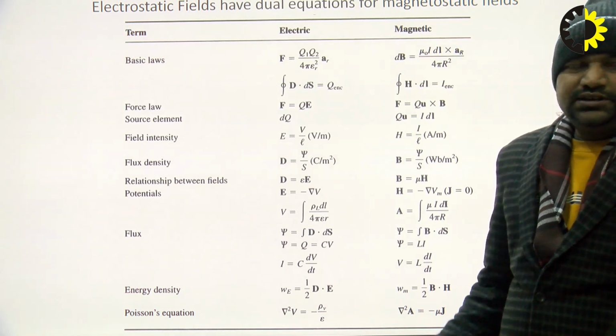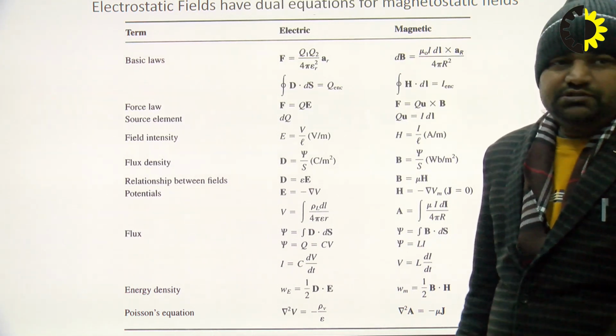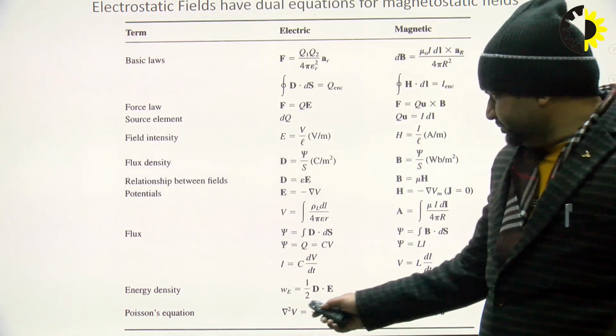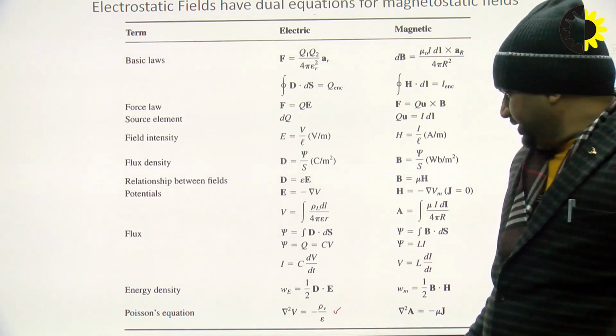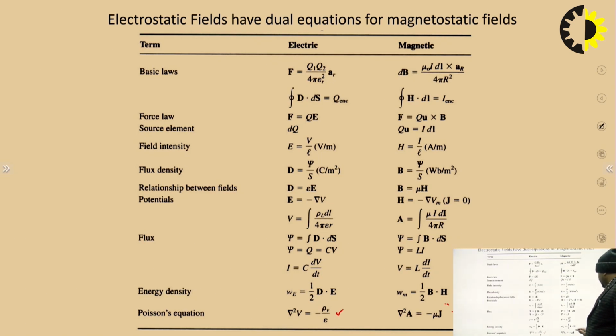This is the example I have enclosed here, and this is Poisson's equation, del square V is equal to minus rho V upon epsilon. And this one is del square A equal to minus mu J, where A is the magnetic vector potential. So del square A is equal to minus mu into J, where J is the current density.